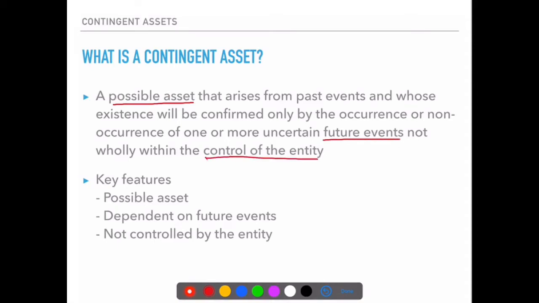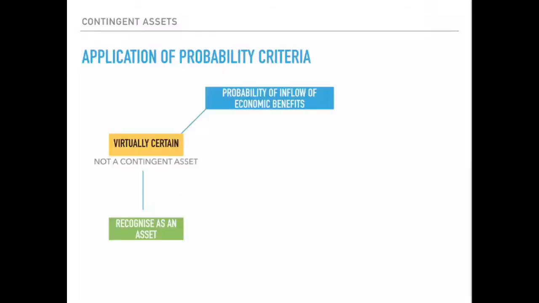Looking at the definition of a contingent asset, now you can see how it doesn't satisfy the definition of an actual asset. However, having a possible asset may still be useful to a user of an entity's financial statement. But because it's not an actual asset, we have to treat it differently. Now we'll look at the flowchart on how we treat contingent assets.